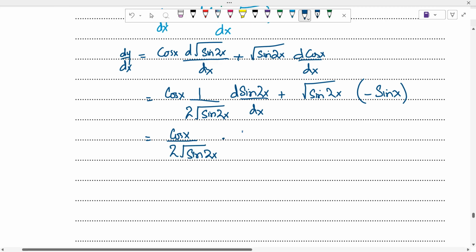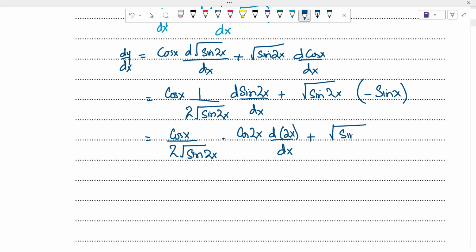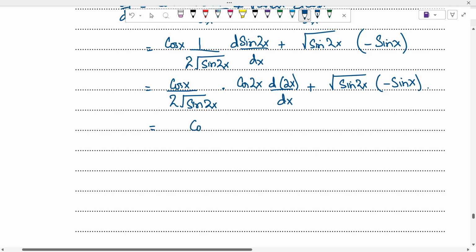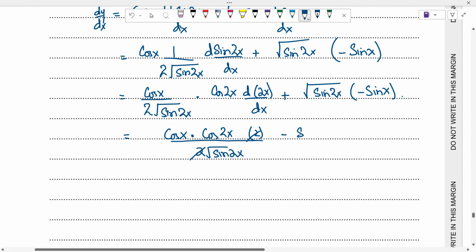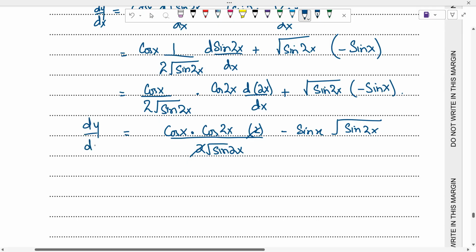Now the derivative of sine of 2x is cos of 2x times the derivative of 2x with respect to x, plus the square root of sine of 2x times negative sine of x. This is equal to cos of x, cos of 2x, and the derivative of 2x is 2, over 2 times the square root of sine of 2x, so the 2 will be cancelled out, and this is equal to negative sine of x times the square root of sine of 2x. This is dy over dx.